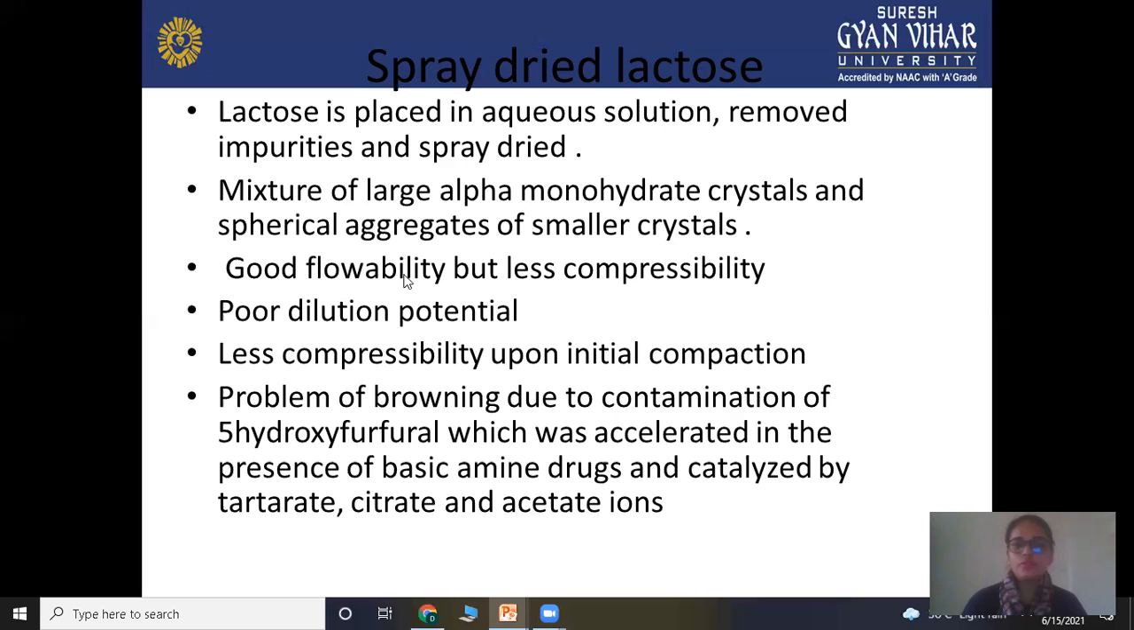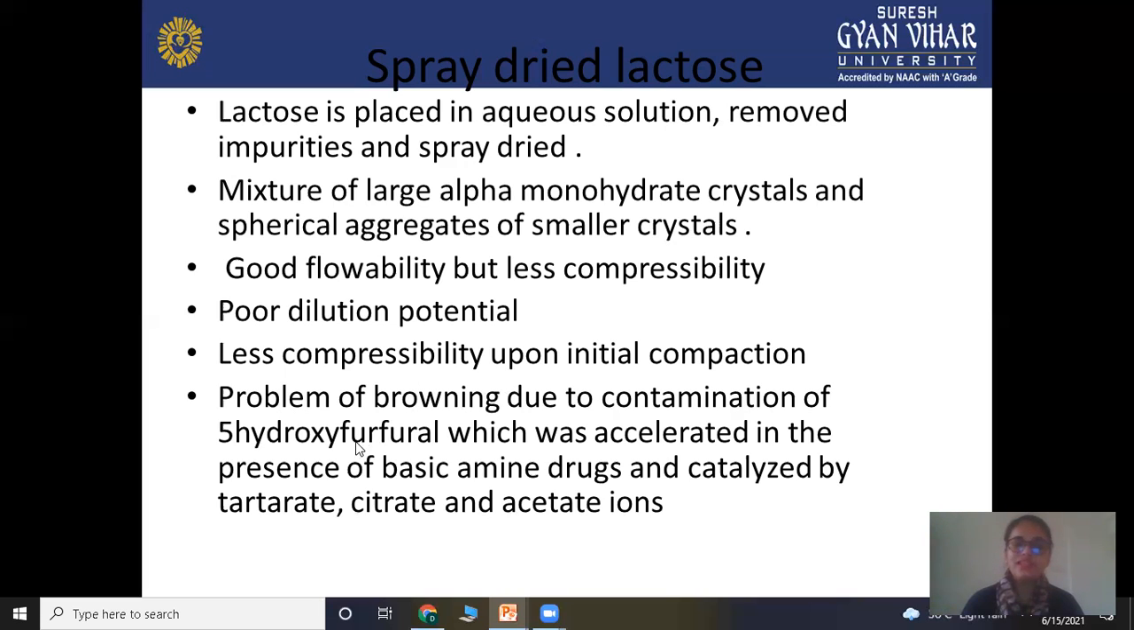And the next is good flowability but less compressibility. Means this spray dried lactose shows more flowability and less compressibility when you compare it with any other formulation. And this is also used to improve the flow property of the granules or the excipient. Next is poor dilution potential. Dilution is also poor with spray dried lactose. Next is less compressibility upon initial compaction. Compressibility is also less, and you can easily compress your tablet.